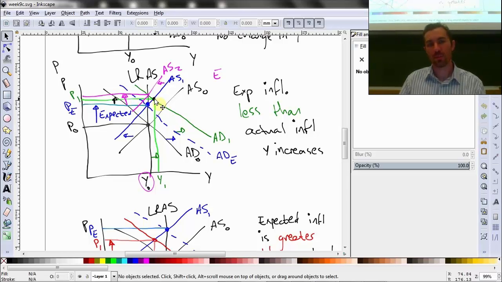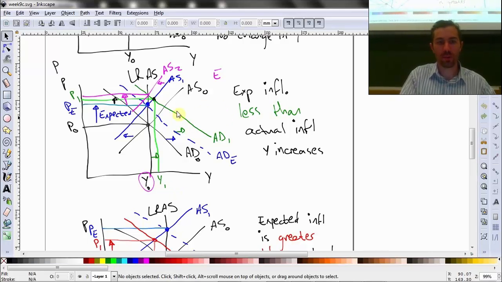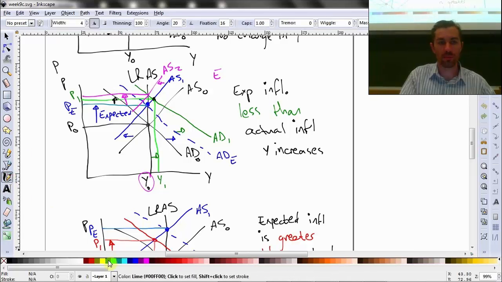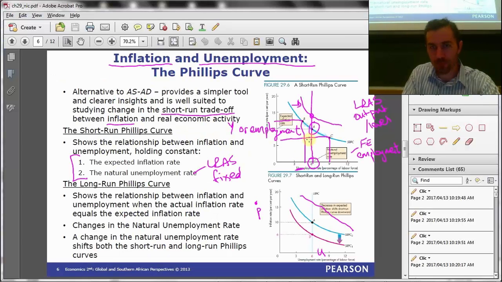So we're at this point over here. Let's just call it, get rid of this, sorry. So we're going to call this little point here point B. Okay, so that corresponds to our point B here.